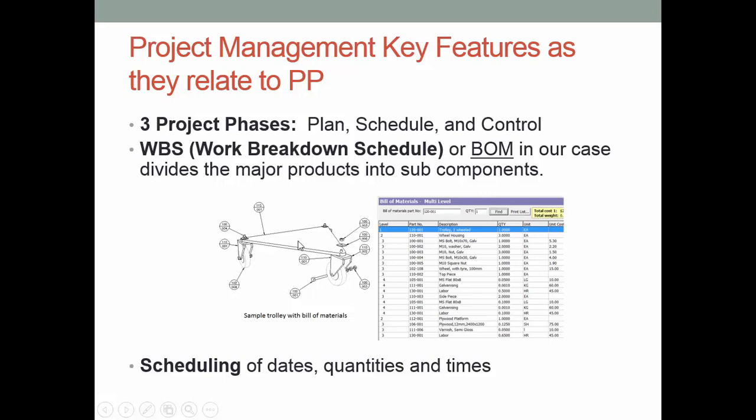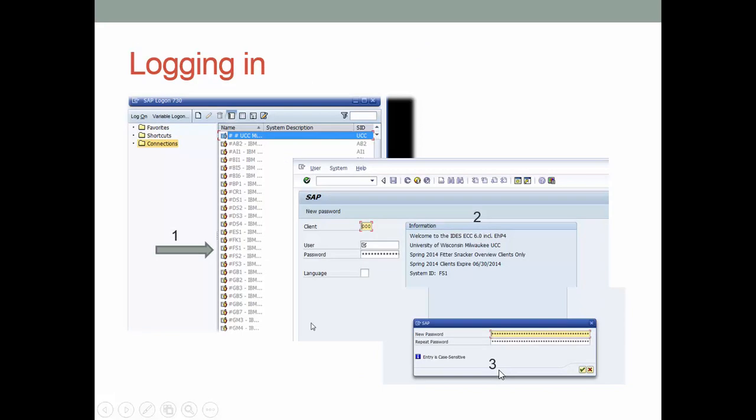In a breakdown structure of a bill of materials, it divides all the major products into subcomponents. So you have this list of all these different components, which then gets listed in here. So basically the bill of materials is very much like a work breakdown structure for the production planning process. Scheduling of dates, quantities, and times also is one of the most important things that gets looked at as well. So we don't only break down the parts, but once we begin scheduling, we look at all the dates, quantities, and times the same as they do within the scheduling of the project management side.